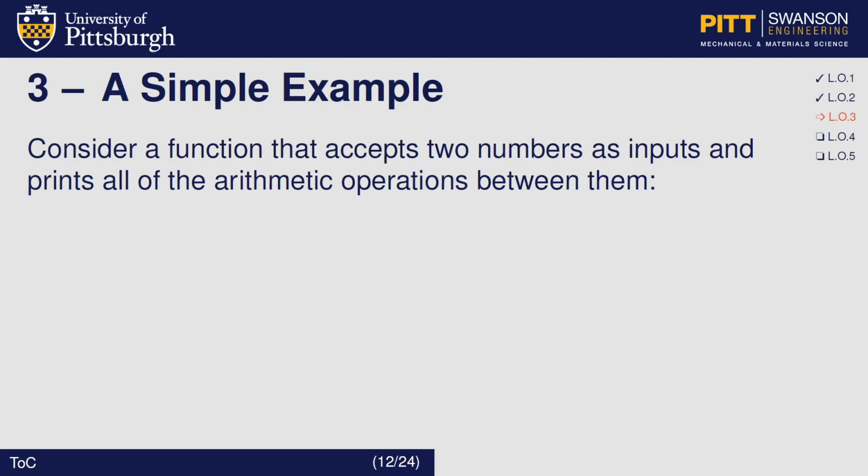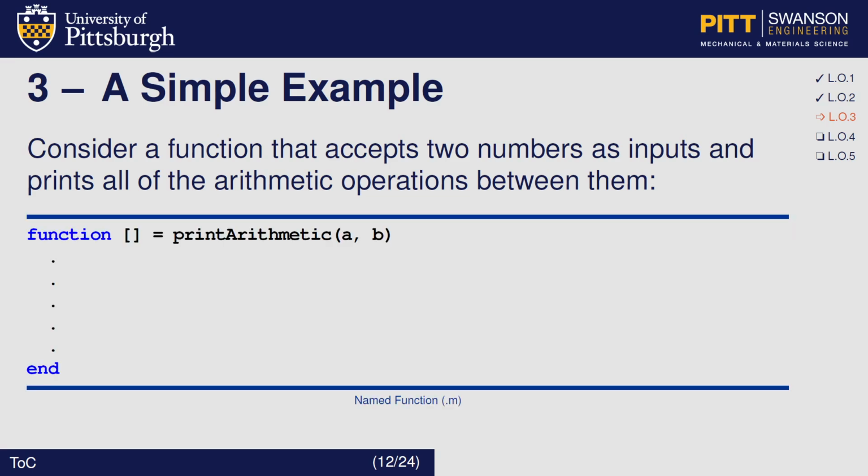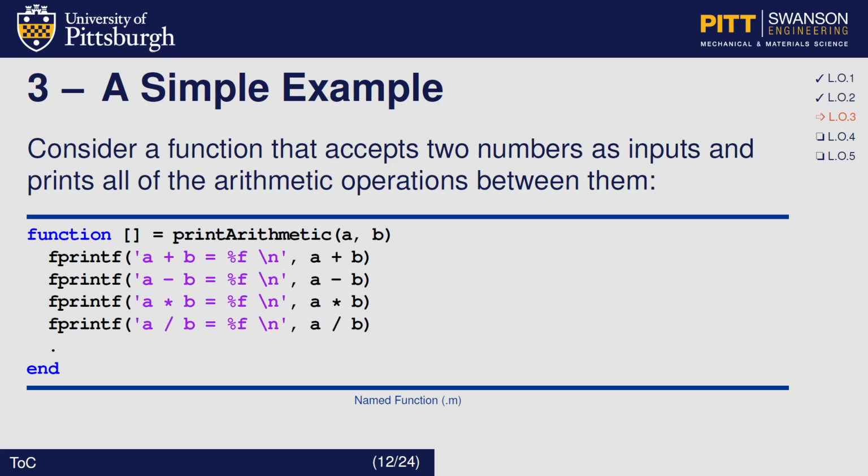Consider a function that accepts two numbers as inputs and then prints all of the arithmetic operations between them. We set up the function and end keywords. There won't be any outputs for this, so the brackets are left empty. And we'll call our two inputs A and B in parentheses. The first operation prints the result of their sum. Note here that the \n is the new line character in strings so that in the print statement it will create a new line. The second operation prints their difference, then we print their product and their quotient, and finally their power.